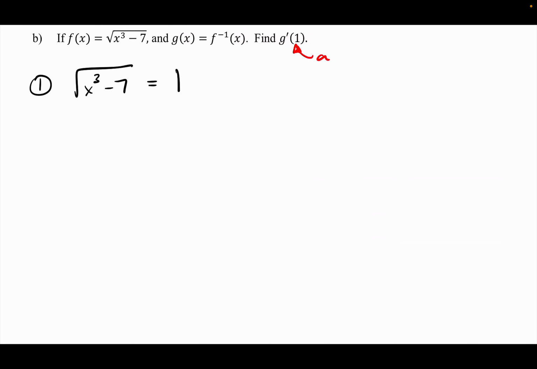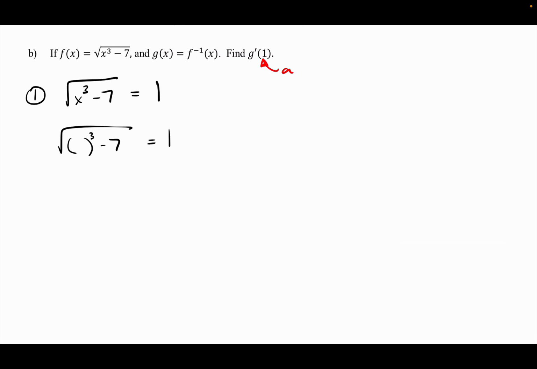Mental math time. What I'm trying to do in my head is figure out what number when I cube it and subtract 7 and take the square root is going to equal 1. And the answer is 2. Because when you cube 2, you get 8. 8 minus 7 is 1. The square root of 1 is 1. That's step 1.